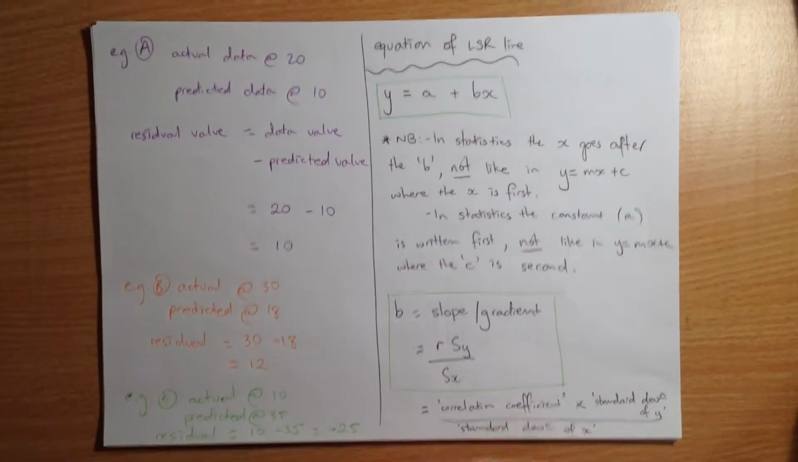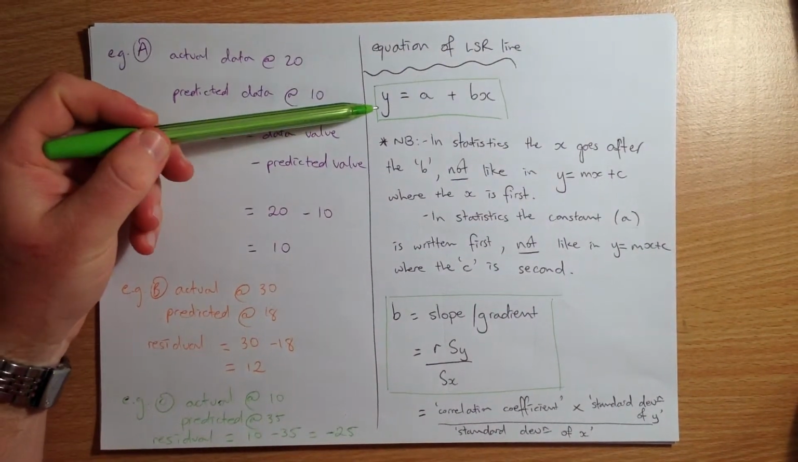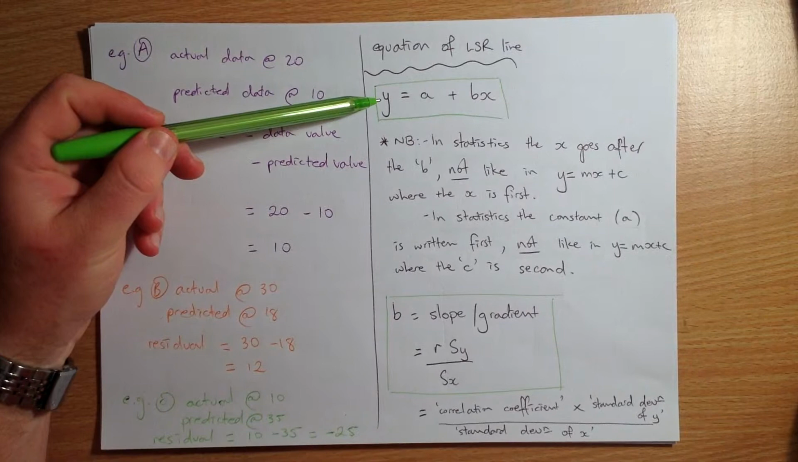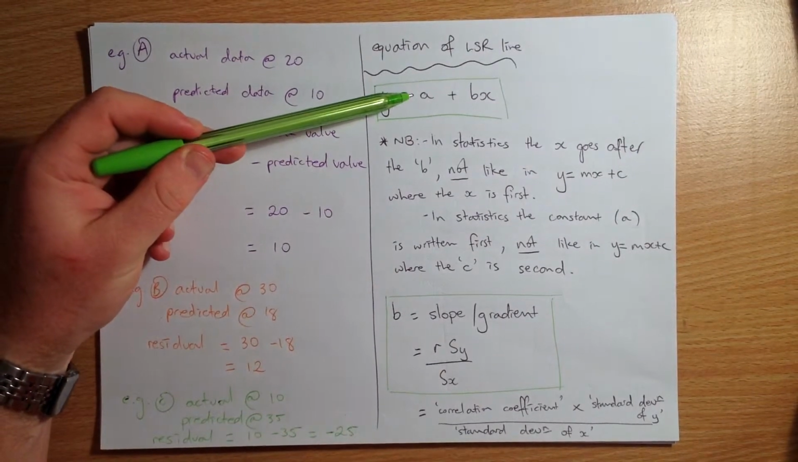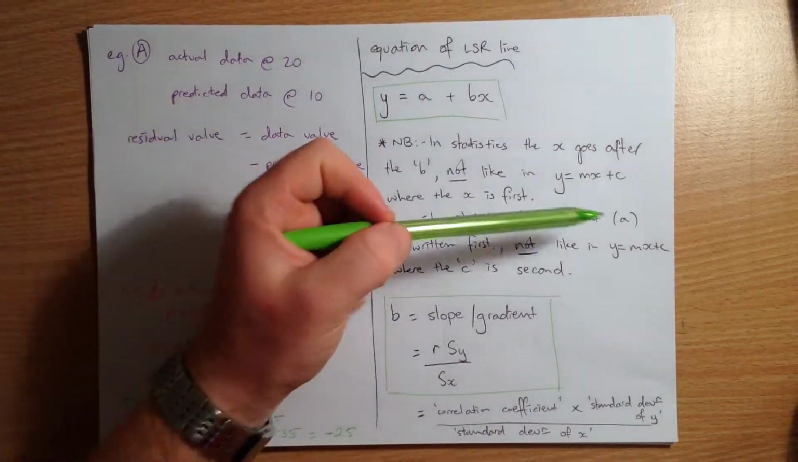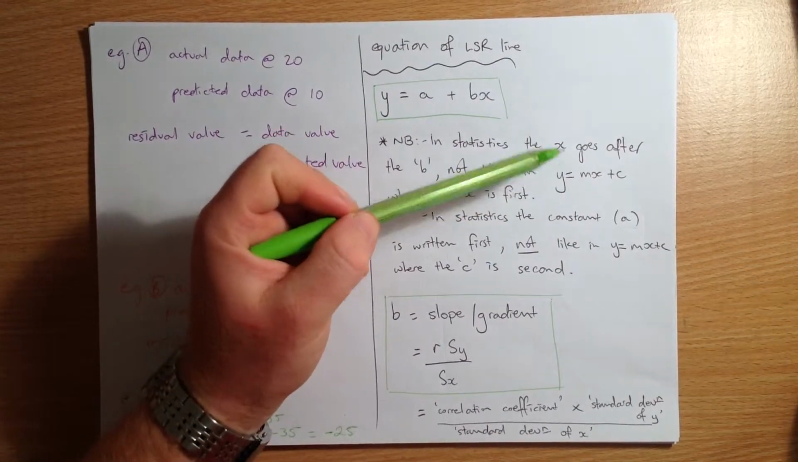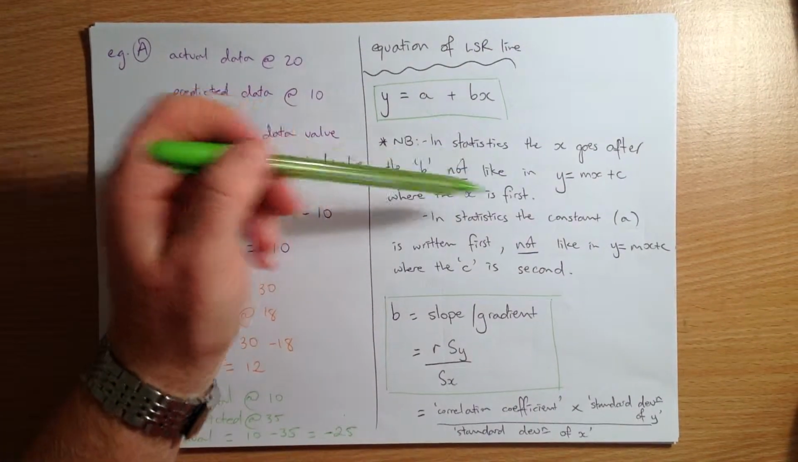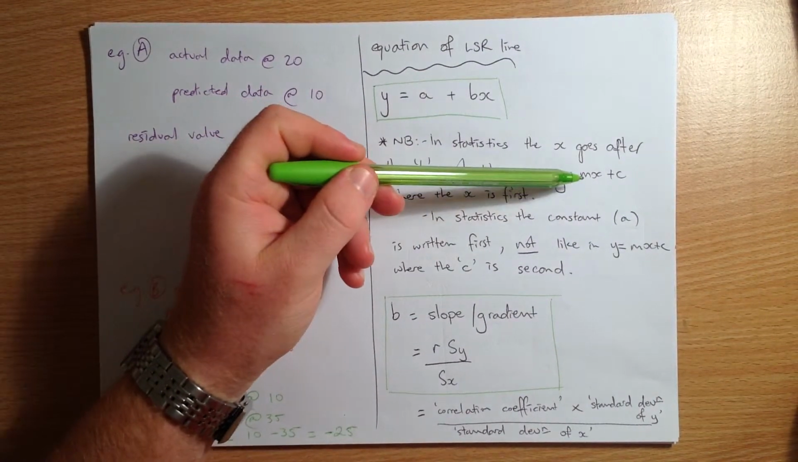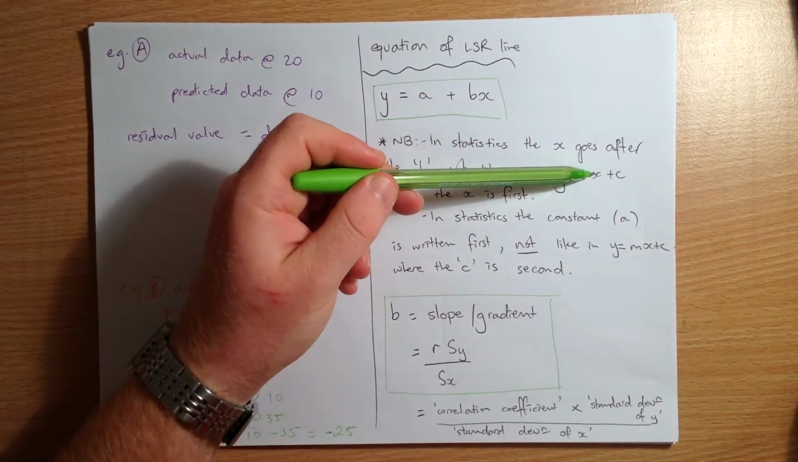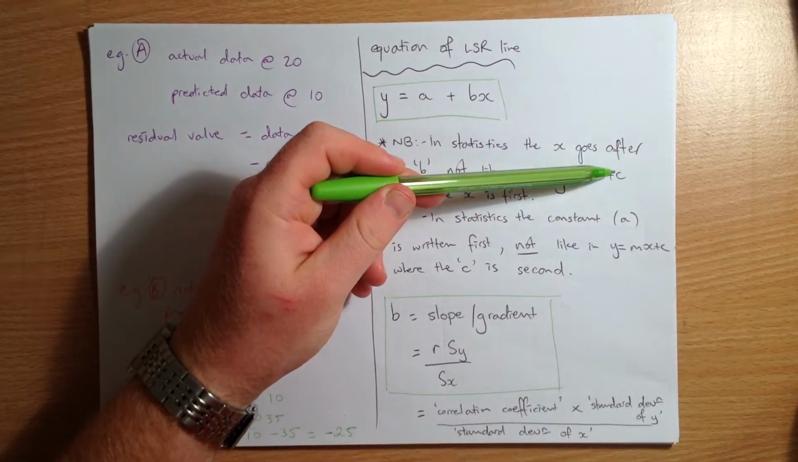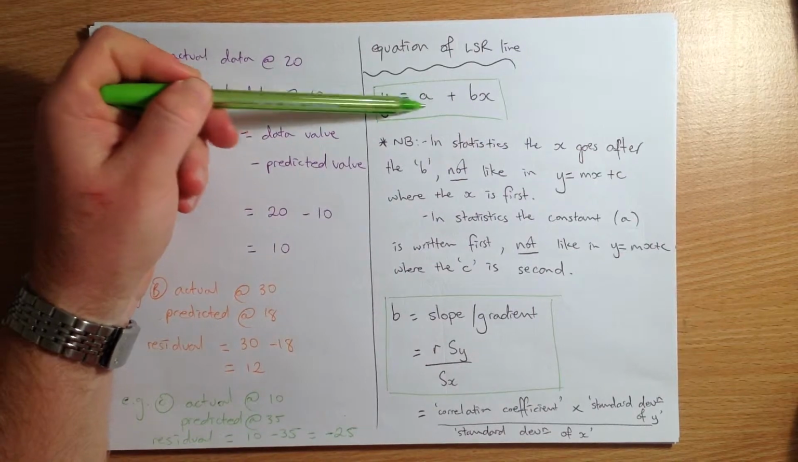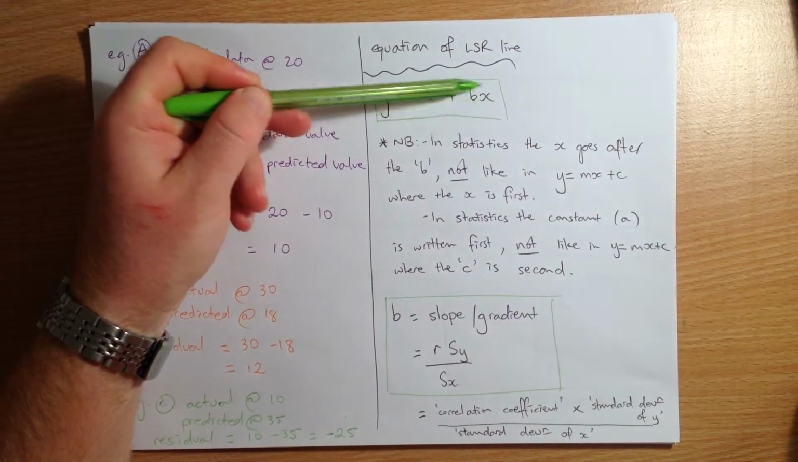Well, there's two options. You should know that we now put our least squares regression line in this form, y equals a plus bx, and it's similar to, you remember, y equals mx plus c, but an important thing to notice that's different is that there we've got the x term first and then the constant, the extra bit, second. Here we've got the constant first and then the x term second.